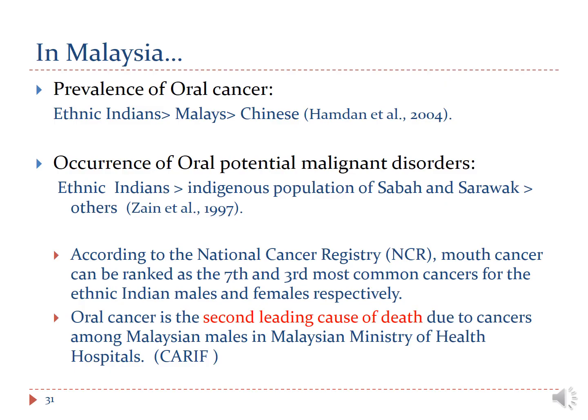To give you a perspective, in Malaysia, the prevalence of oral cancer is very high among ethnic Indians, followed by Malays and then Chinese. The occurrence of oral potentially malignant disorders again is high in ethnic Indians, followed by indigenous populations of Sabah and Sarawak. Now, according to the National Cancer Registry, mouth cancer is ranked as the seventh and the third most common cancer for ethnic Indian males and females respectively. Oral cancer is the second leading cause of death due to cancers among Malaysian males, according to the Ministry of Health.